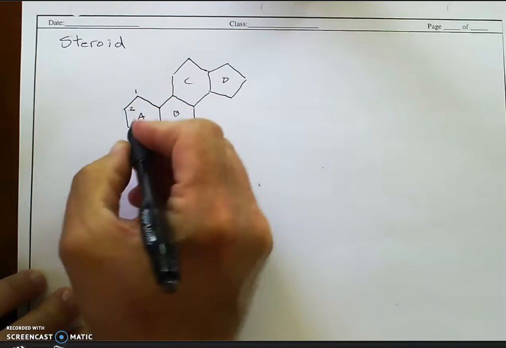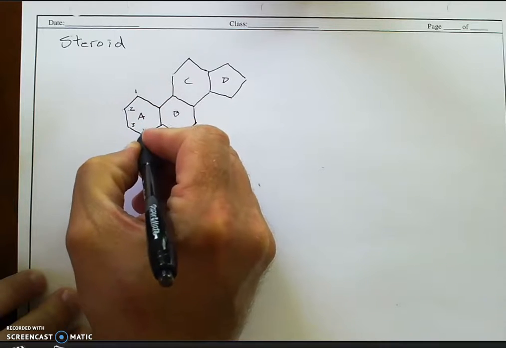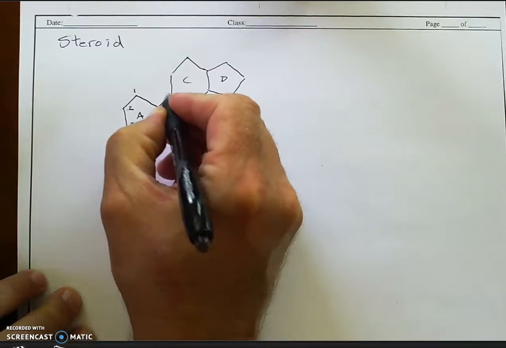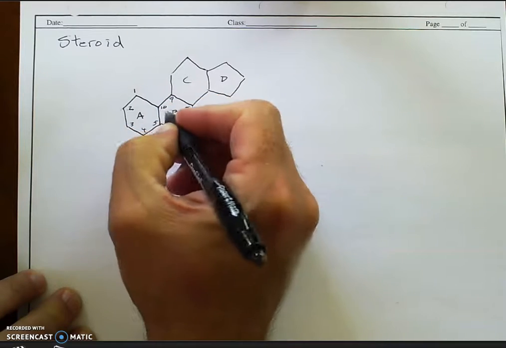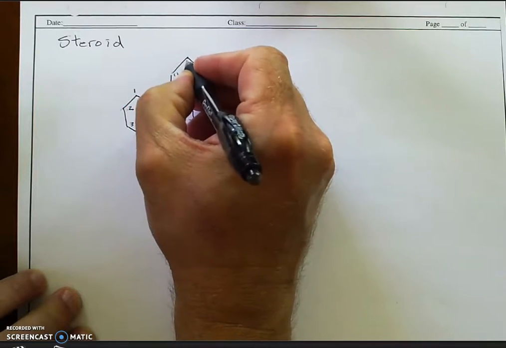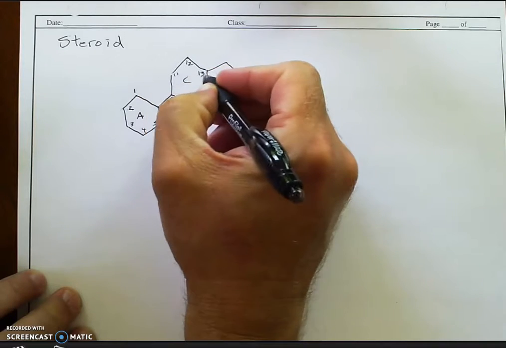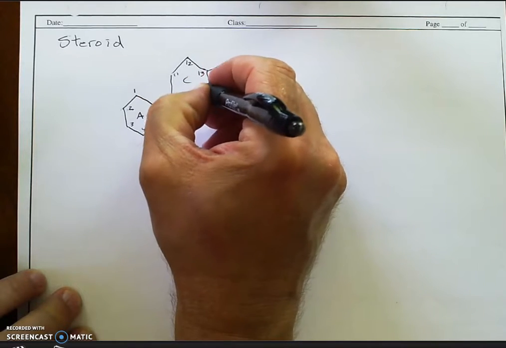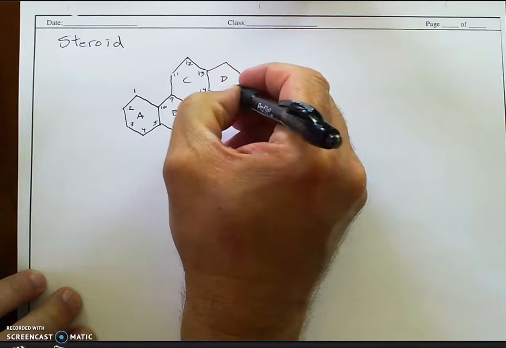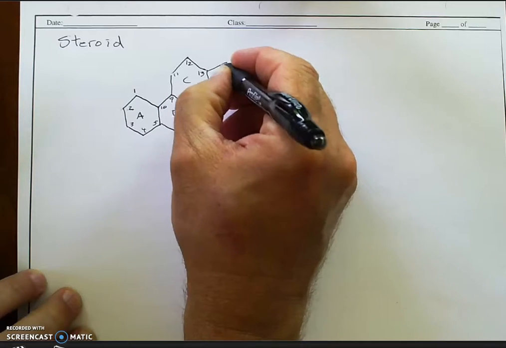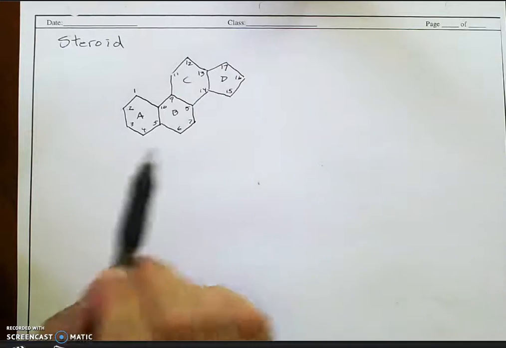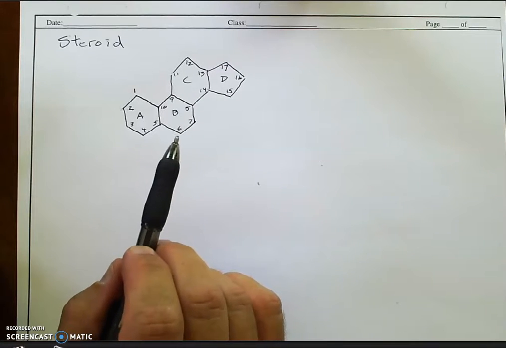Write these numbers on the inside. 2 here, 3, 4, 5, 6, 7, 8, 9, 10. And we jump up to here, 11, 12, 13, 14, and then we go over this way to 15, 16, and 17. So you're going to find this in all steroids.